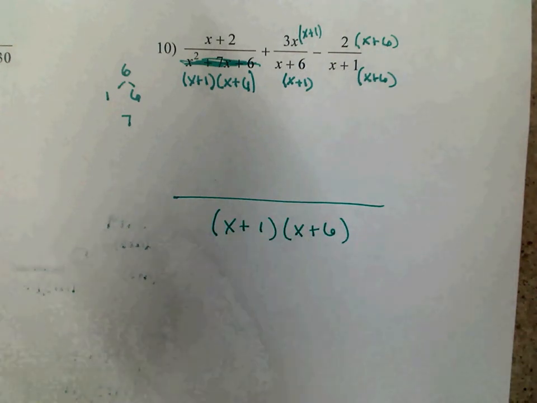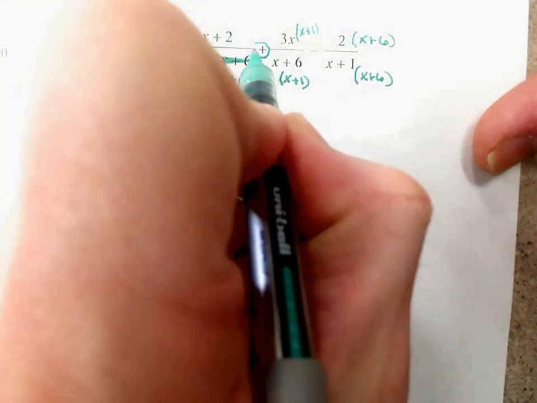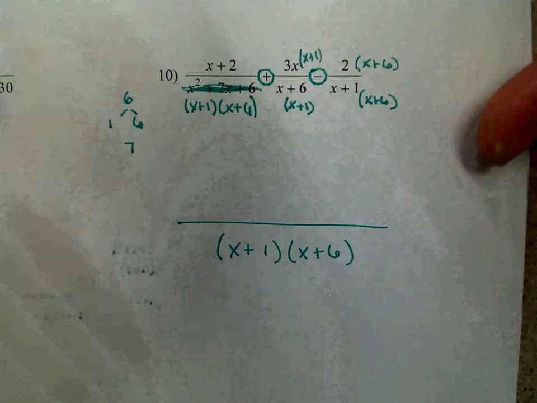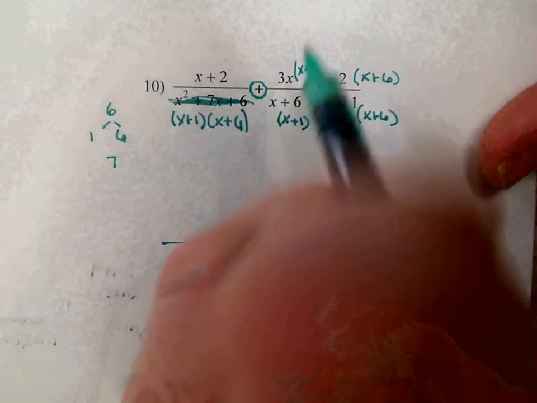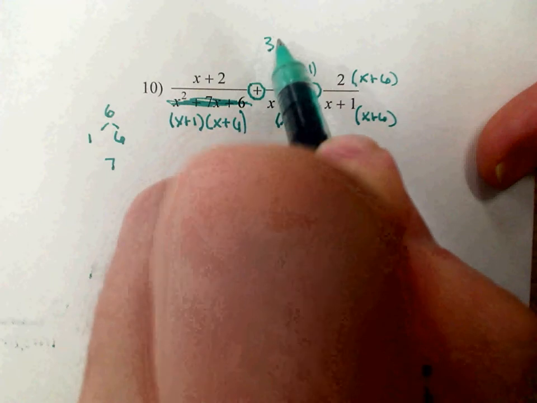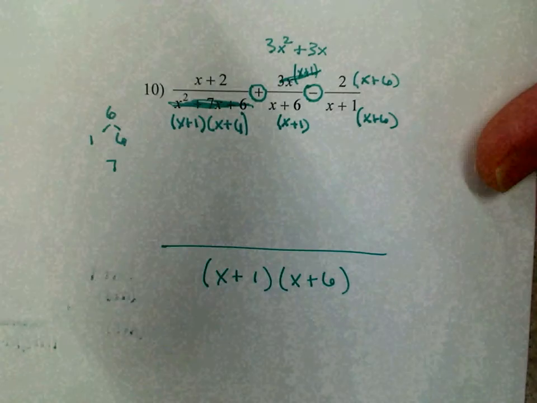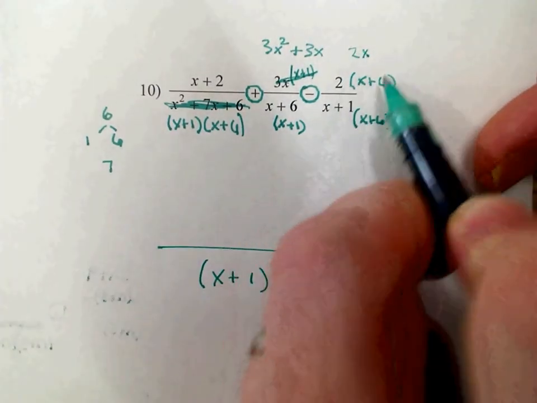So now what we look at is the numerator. And on the numerator, all you do is add, and in this case, add and subtract everything together. And remember, we only add and subtract like terms, things that are the same. So I'm going to circle these so I don't forget to pay attention to them. And I'm going to distribute first. It's a lot easier to get an answer when you're distributing first. So 3x times x is 3x squared, and 3x times 1 is 3x. So I'll cross that out. And then 2 times x is 2x, and 2 times 6 is 12.